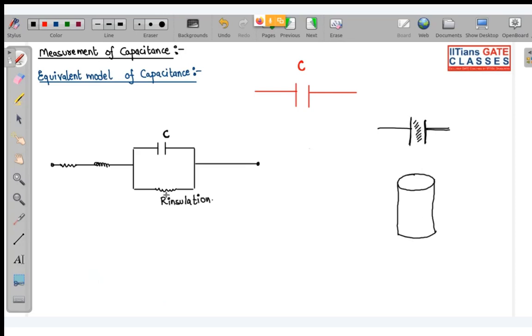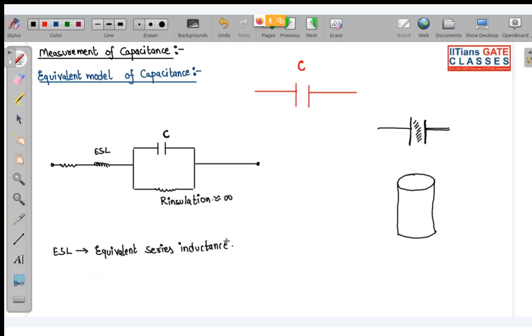Okay, so this is basically the resistance of the insulation, and this insulation is very, very high. Approximately you can take it to be infinite. Okay, next is what? This is known as ESL. What is ESL? Equivalent series inductance. Okay, equivalent series inductance.